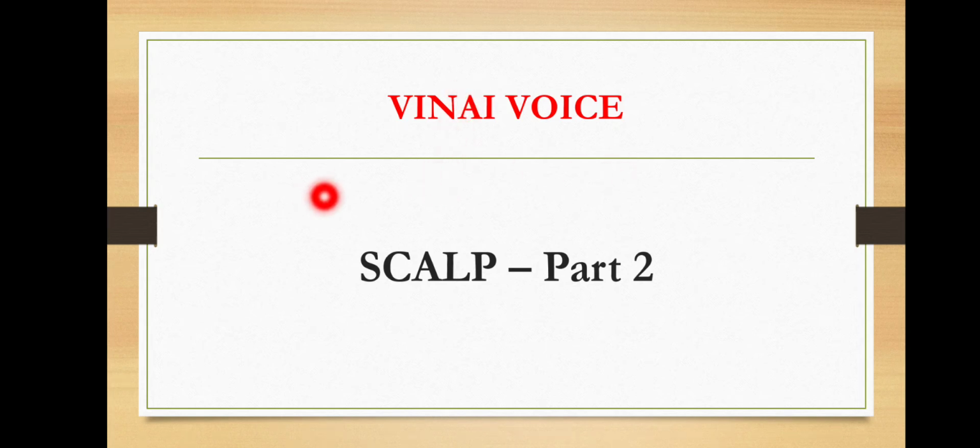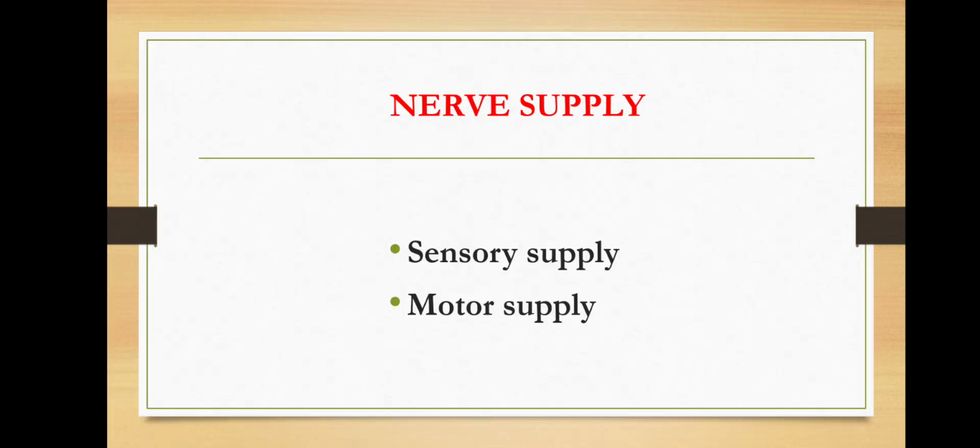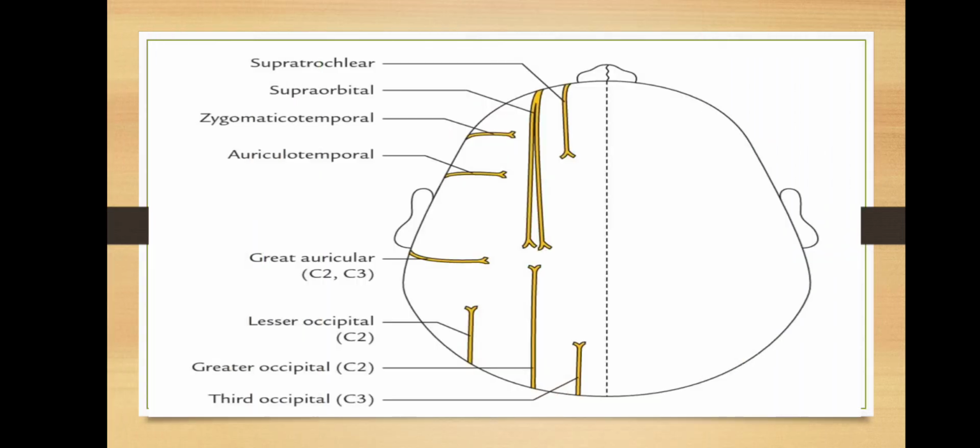So today we are going to deal with the scalp, that is part 2 session. Okay. So the nerve supply of the scalp. In the scalp we have mainly two nerve supplies, sensory nerve supply and motor nerve supply. Okay. So this is the diagram representing the sensory nerve supply of the scalp.